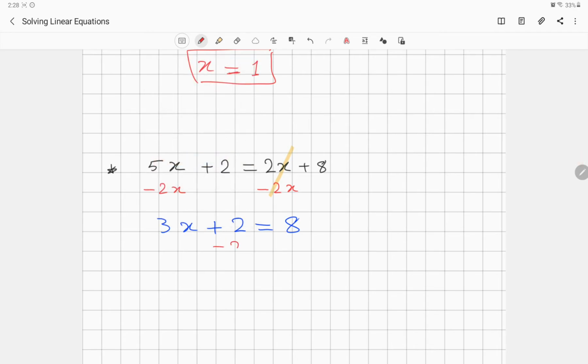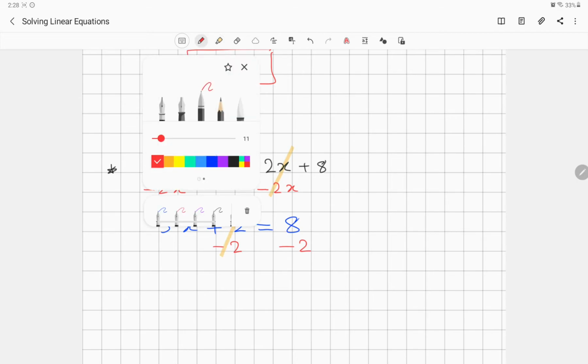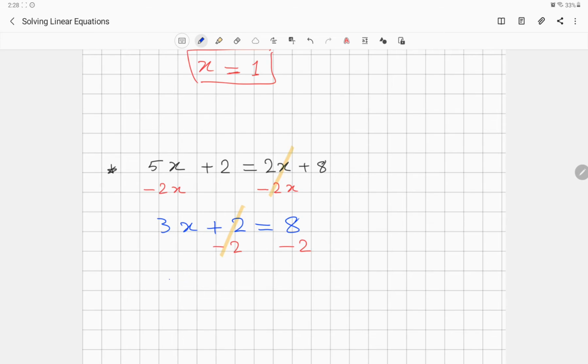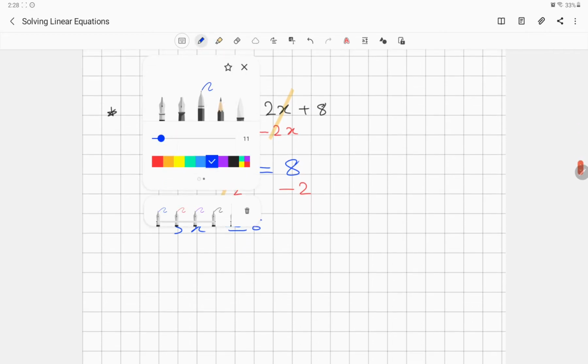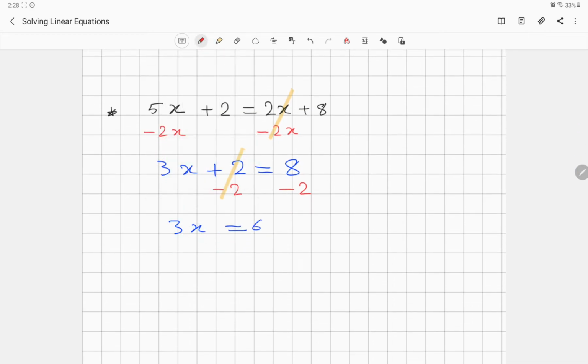Minus 2 from both sides. This will be 0, and you will be left with 3x equals 6. Just divide by 3 on both sides, so x will be equal to 2. And of course you can always check your answer.